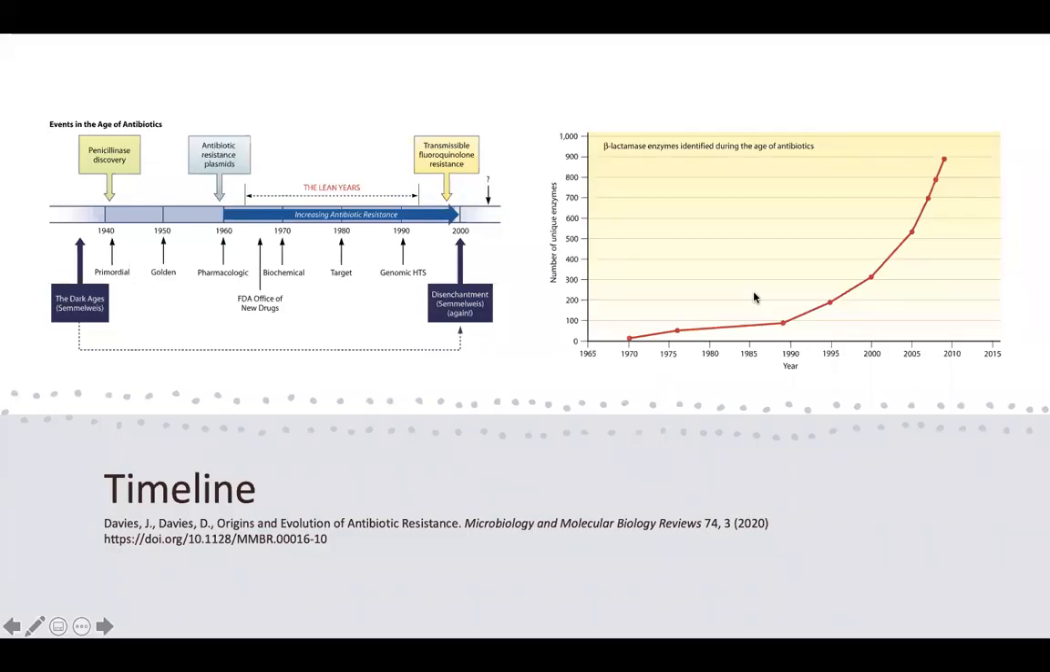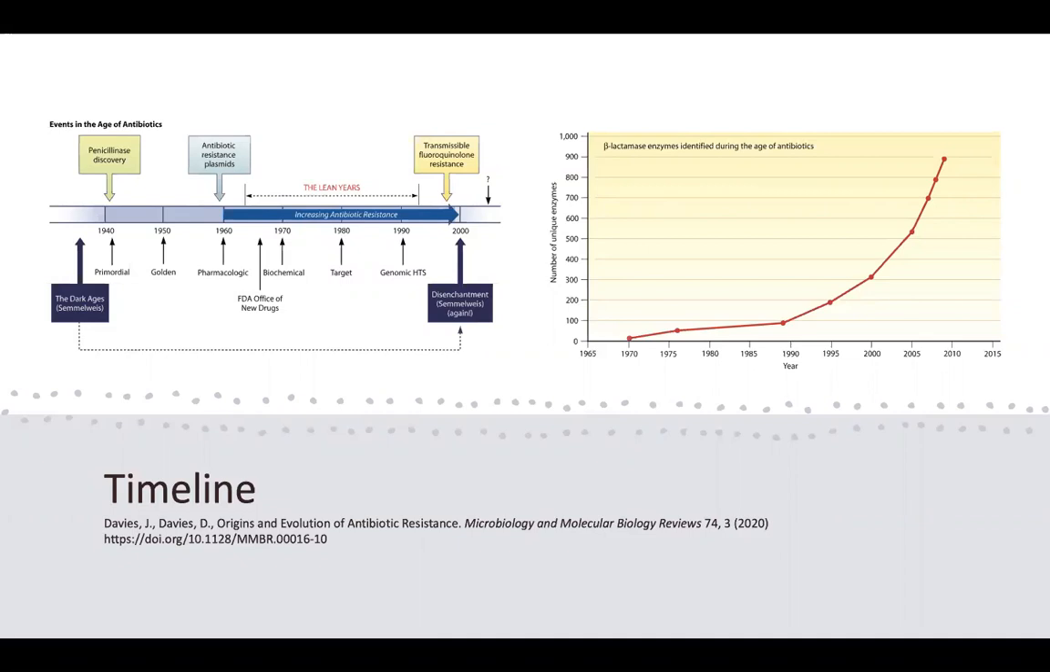Before we dive into how antibiotic resistance can be prevented, I think it's important to understand what antibiotic resistance is and a timeline of how it's grown over the past few decades. Dr. Julian and Dorothy Davies wrote a paper called The Origins and Evolution of Antibiotic Resistance, which detailed the overall background and a timeline of how antibiotic resistance has grown and how there's been an increased prevalence in antibiotic prescribing since the discovery of antibiotics.